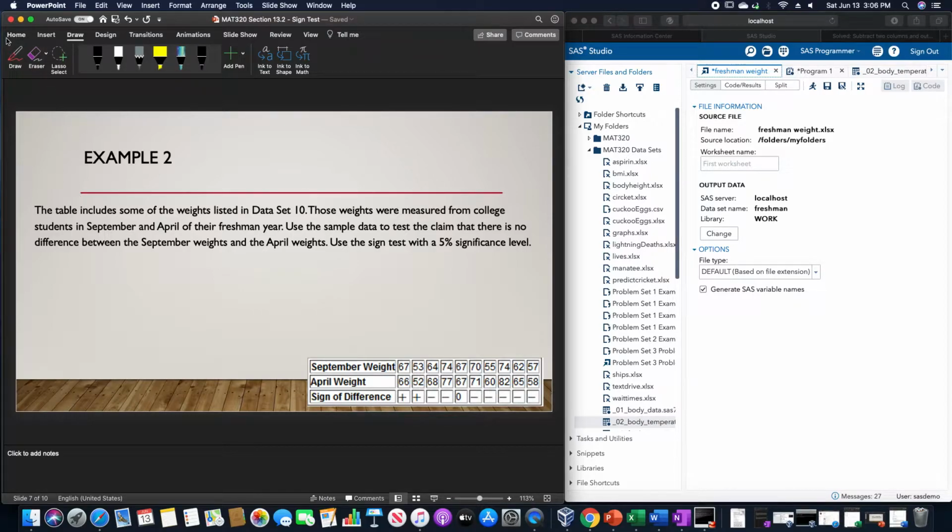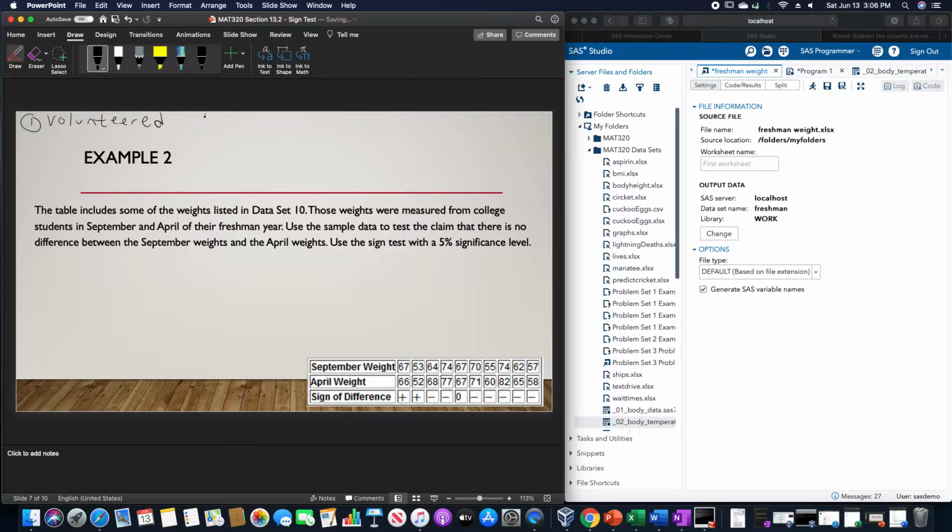Now, due to the way this data set is actually coded, these are volunteered responses. So because of this being volunteered, we unfortunately have to say that the assumption is not met. But we're going to assume that it is for the sake of showing off the sign test.